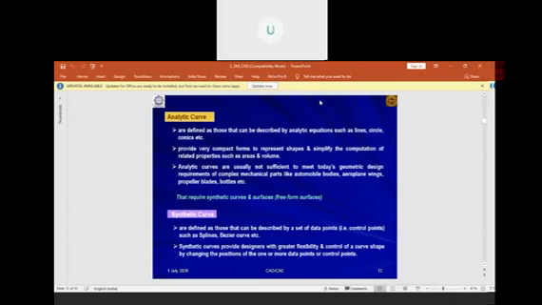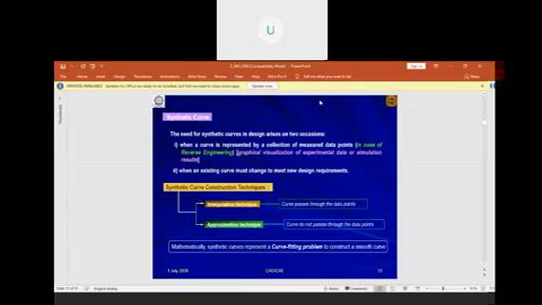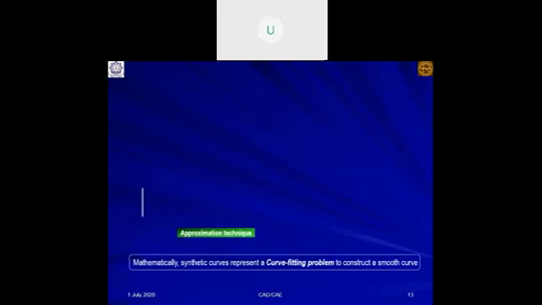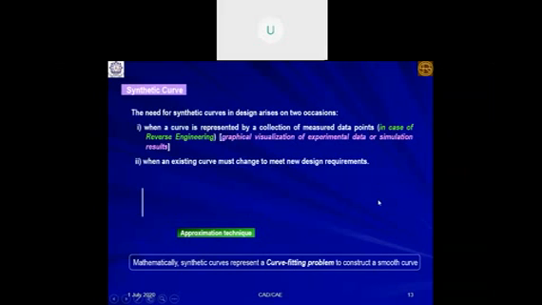And this provides the designer with greater flexibility and control of the curve shape by changing the position of one or more data points. Now, why synthetic curves in design are required: there are two occasions. One, knowingly or unknowingly, we are all users of synthetic curves.